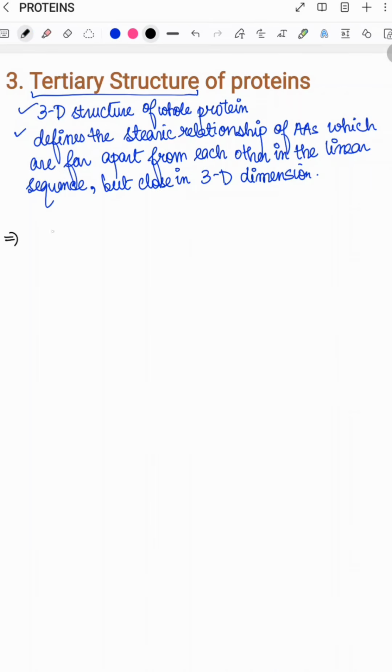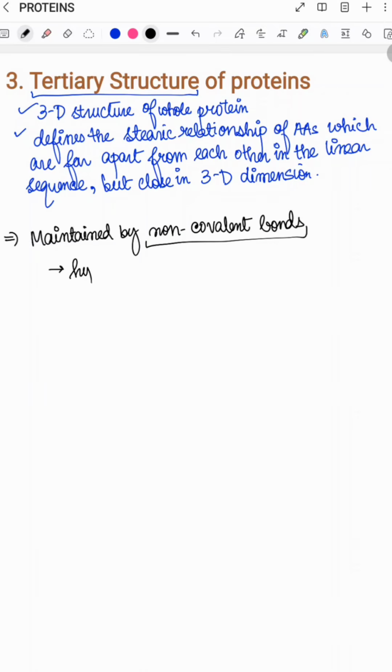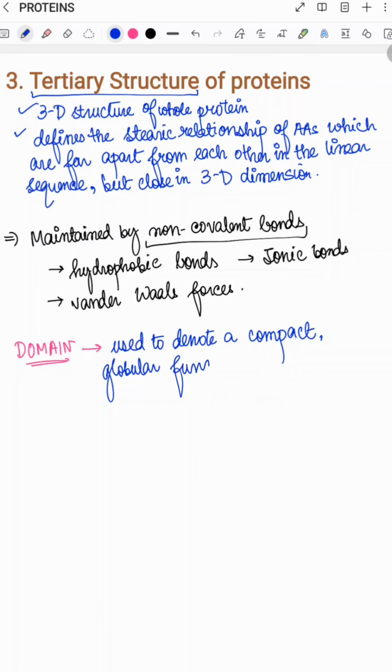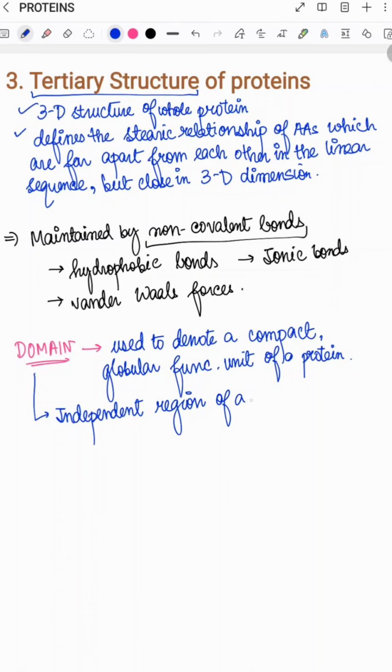The tertiary structure is maintained or stabilized by non-covalent bonds such as hydrophobic bonds, ionic bonds or electrostatic bonds, and van der Waals forces. There is a new term, domain. This is used to denote a compact globular functional unit of a protein. It is an independent region of a protein.